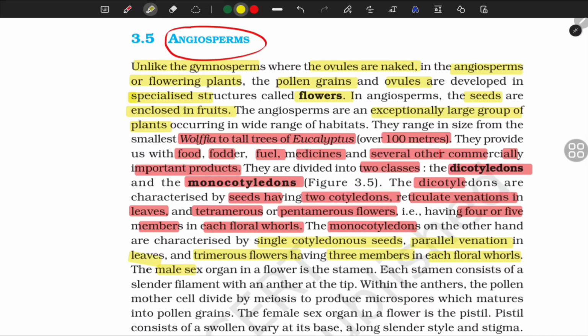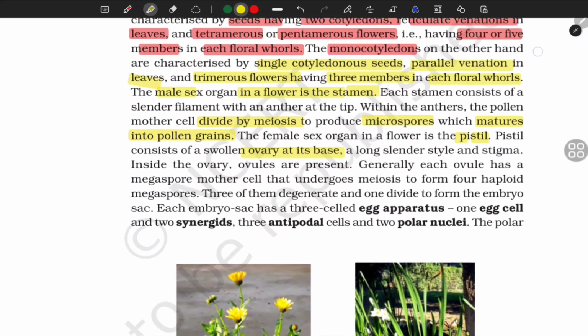The male sex organ in a flower is a stamen. Each stamen consists of a slender filament with an anther at the tip. Within the anther, the pollen mother cells divide by meiosis to produce microspores, which mature into pollen grains. The female sex organ in a flower is a pistil. A pistil consists of a swollen ovary at its base, the long cylindrical style, and stigma.